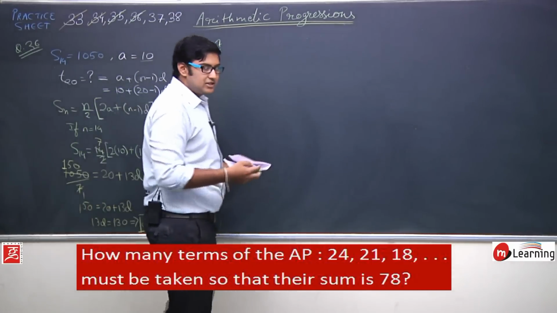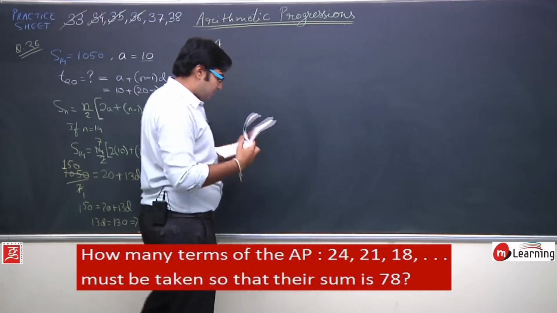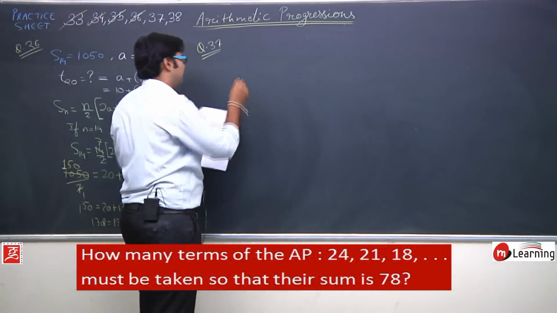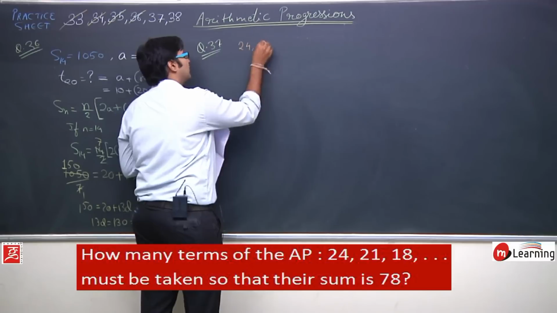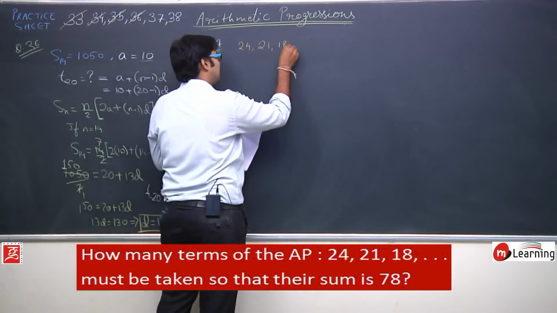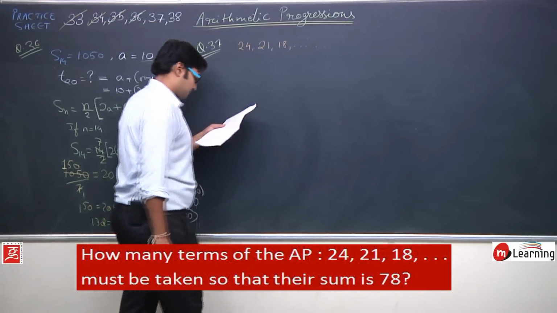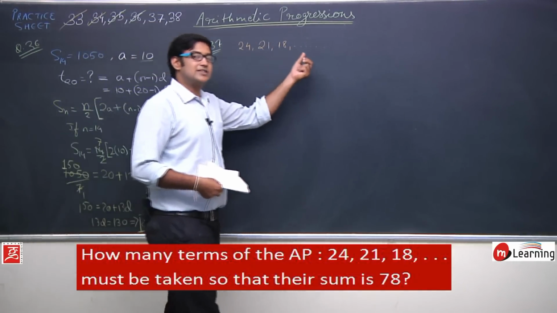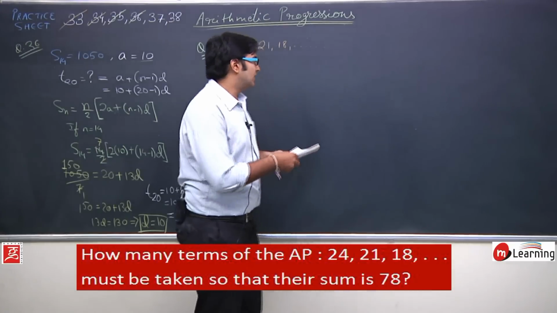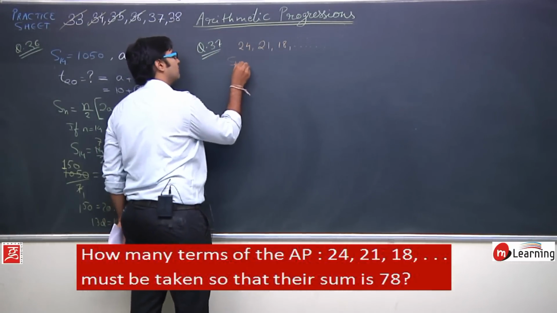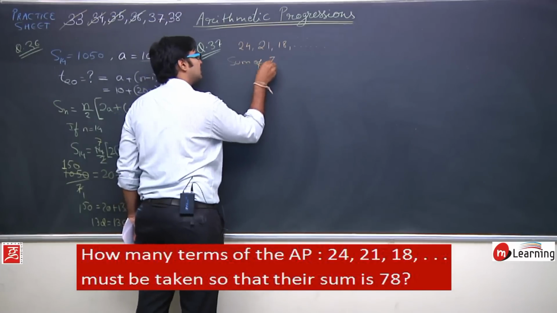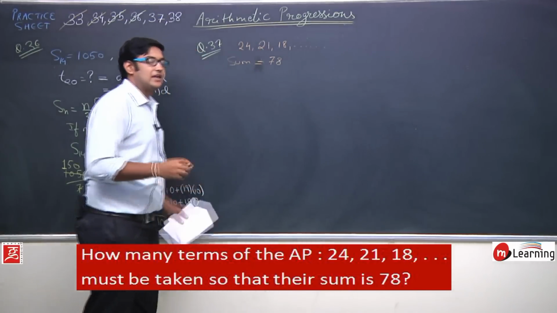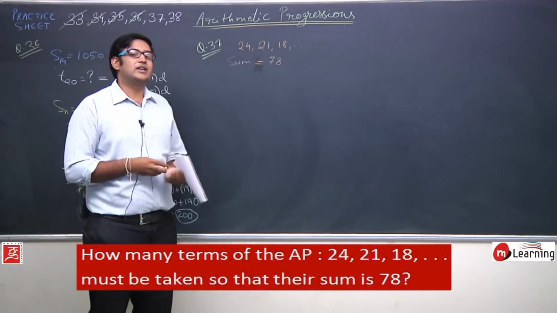It says that there is an AP. The AP is 24, 21, 18 and so on, and I need to determine how many terms of this AP I should add to get a sum of 78, or to get the sum equal to 78. How many terms do I need?